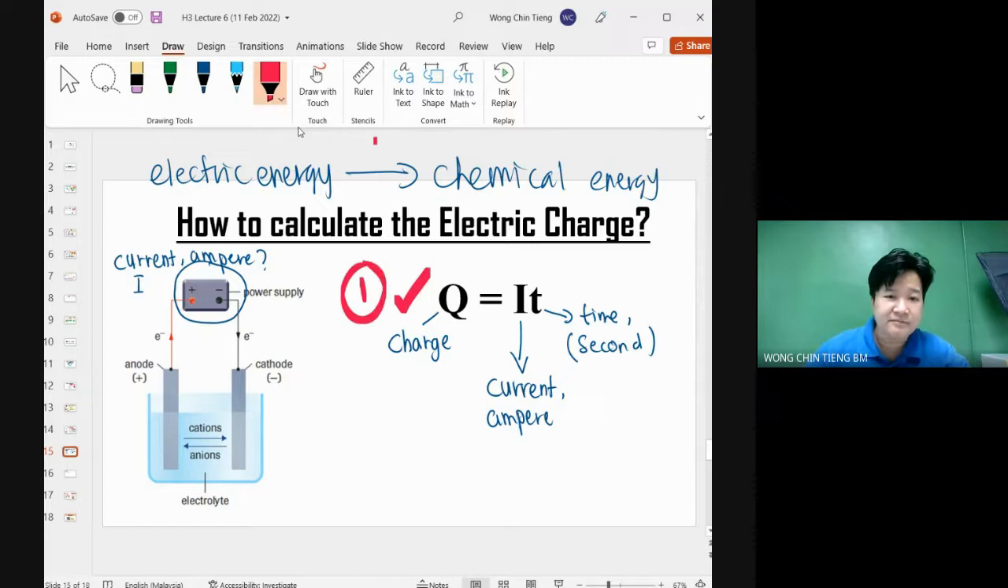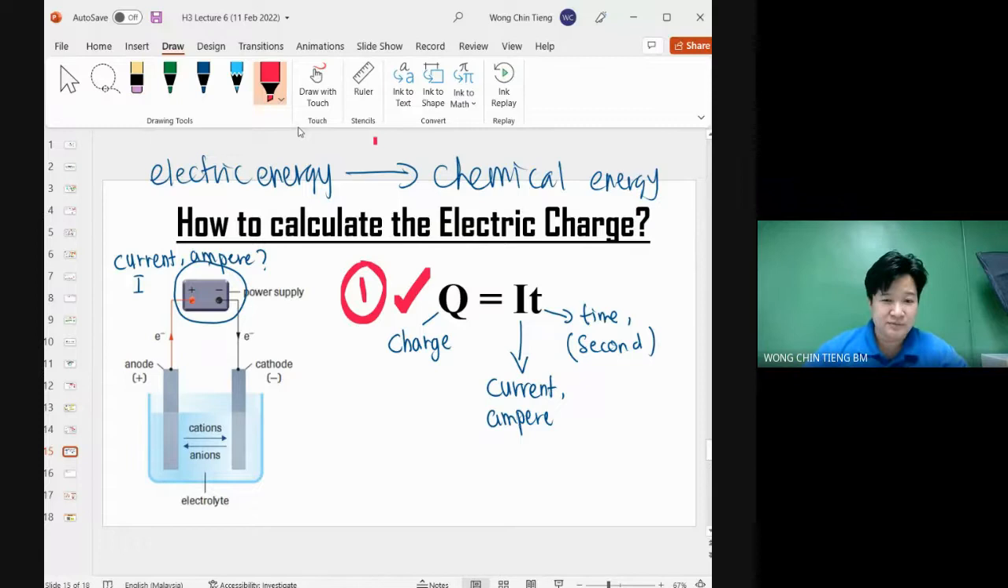Hang, soalan pun hang tak jawab lagi, tapi hang nampak ada current, hang nampak ada electrolytic, ada calculation. Sayang, tulis je Q sama dengan It dapat satu markah, ya. Hang tak buat apa pun lagi. Faham? Okay? Senang gila Q sama dengan It tu. Alright.